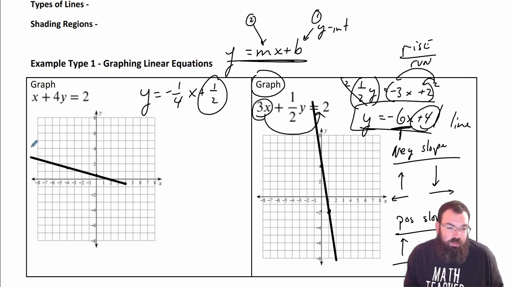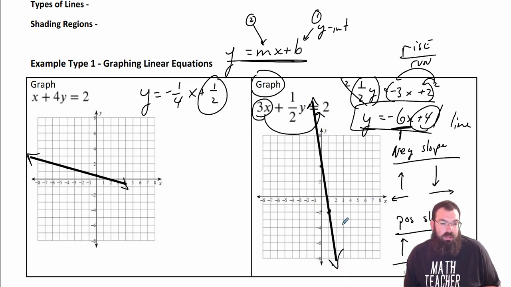And it would be great to put arrows in there. It's not going to kill you if you don't, but try to do that if you can remember. That's example type 1. I will get into example type 2 and 3 here shortly.